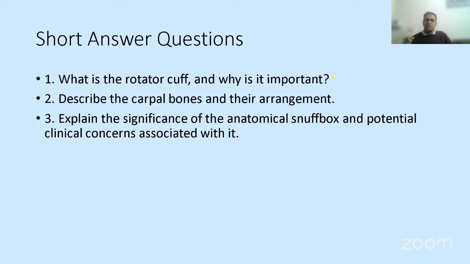Though we have covered it, I'm just showing you: what is the rotator cuff and why is it important? For the rotator cuff, the mnemonic is SITS, with a small t. Describe the carpal bones. We discussed the mnemonic over here, right? If you remember, "She looks too pretty to touch her," and the arrangement. Then another short question: explain the significance of the anatomical snuff box. If you remember, if you don't, then please go and visit the previous video. We have discussed the anatomical snuff box, ASB, all the boundaries, the roof, the floor, the contents, everything over there, and potential clinical concerns. Okay.